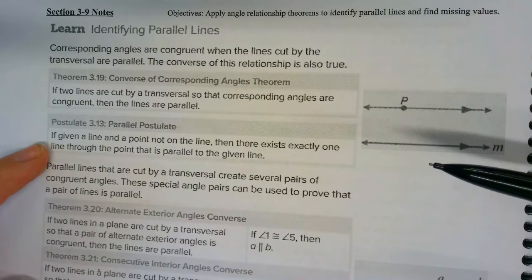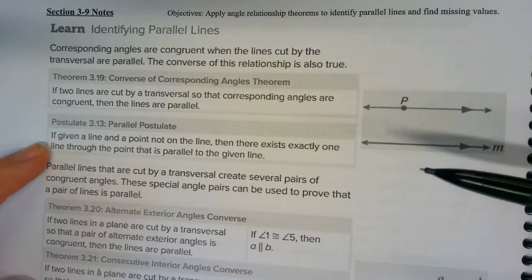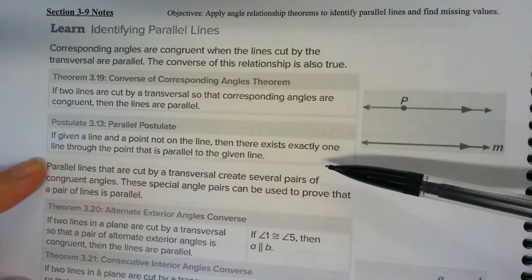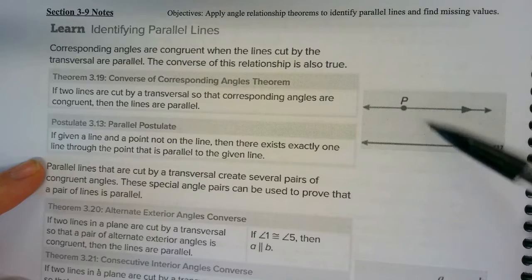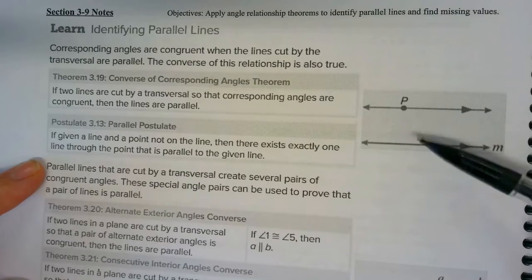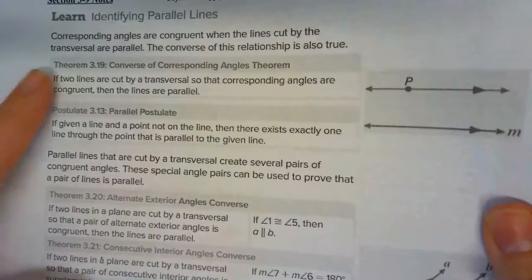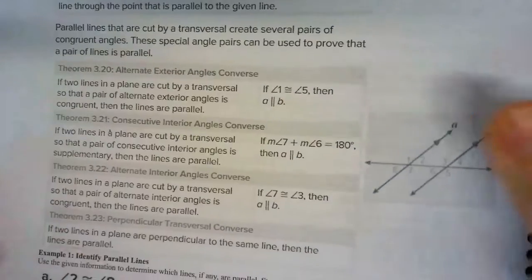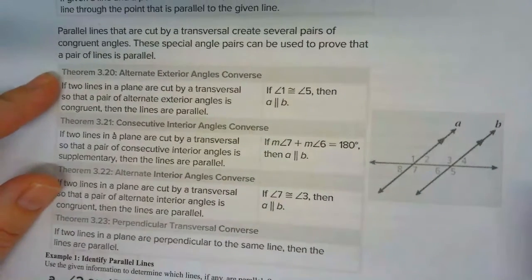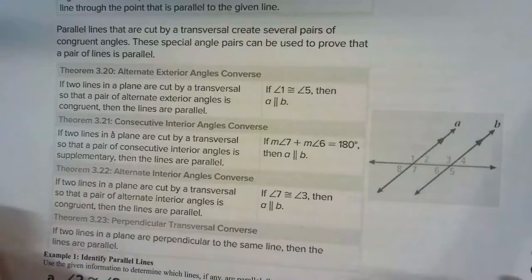This is postulate 3.13: if given a line and a point not on the line, there's exactly one line that's going through the point and is parallel to it. This is something you don't really need to be worried about putting on your frame. But this first one with the converse of corresponding, along with these two guys here, alternate exterior angles converse.